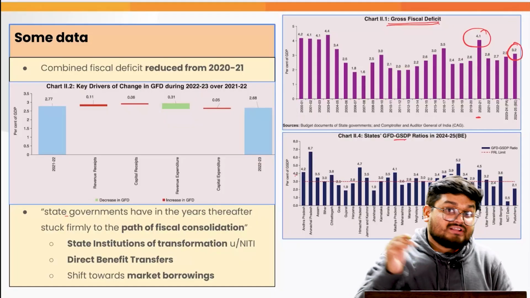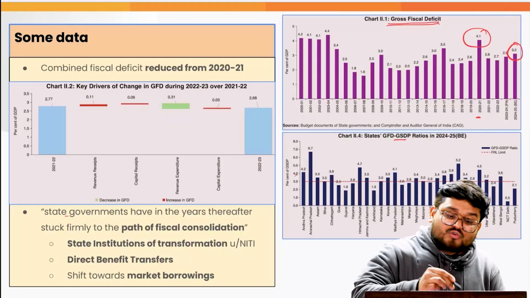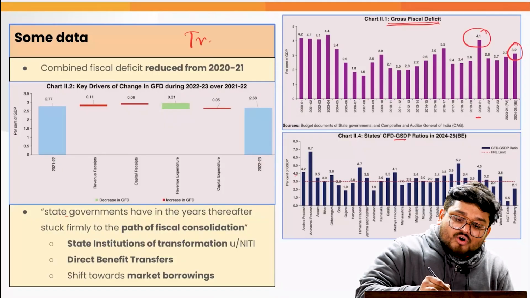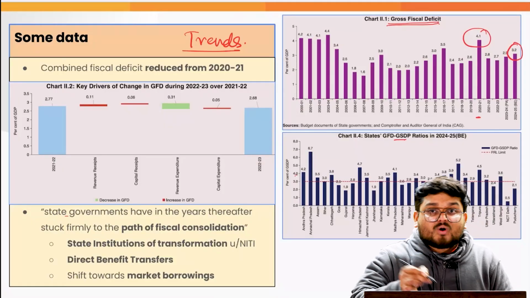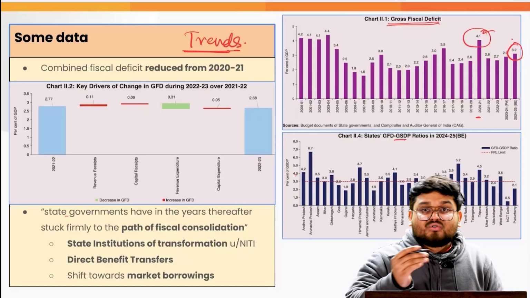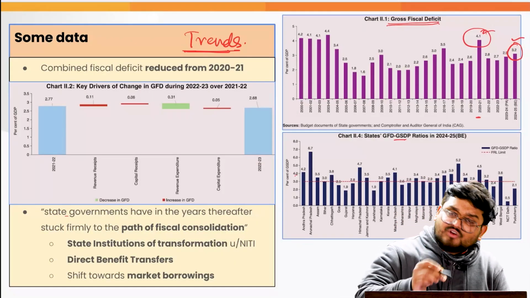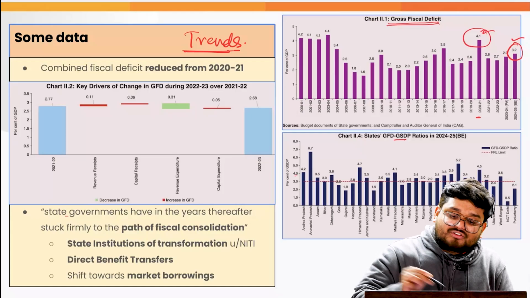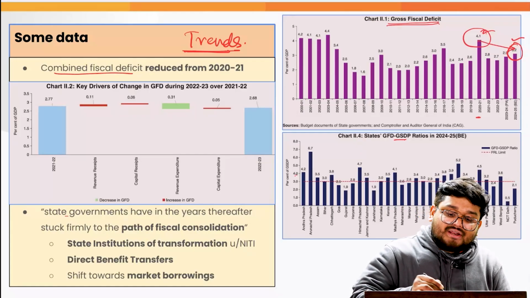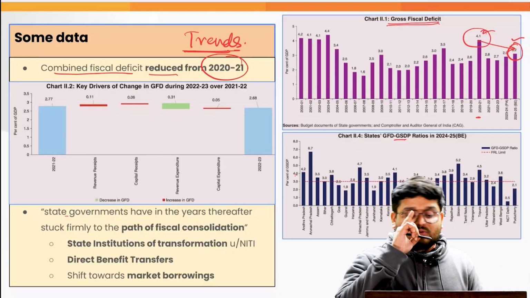Now, please do note that for our mains examination, and also in our prelims examination, UPSC asks about trends of some very important economic ratios. So please do remember such ratios here. The RBI report says that the combined fiscal deficit of all the states has declined or reduced from 2020-21 levels.